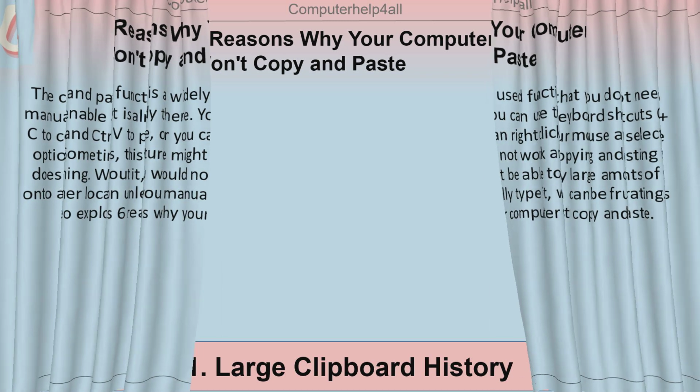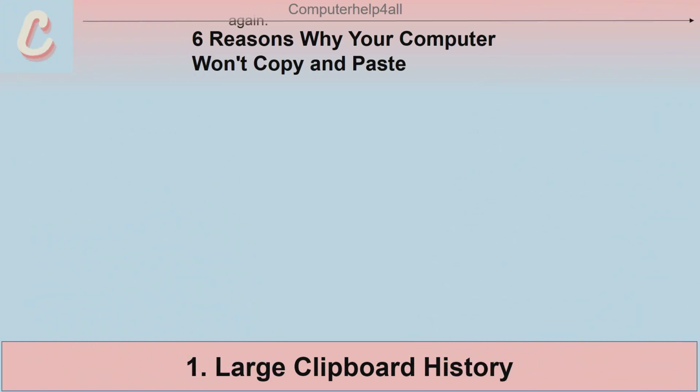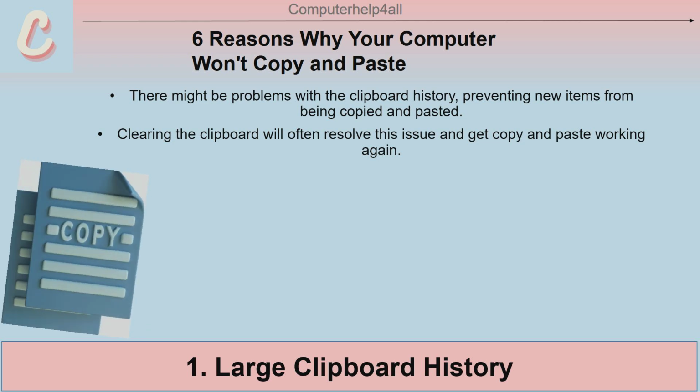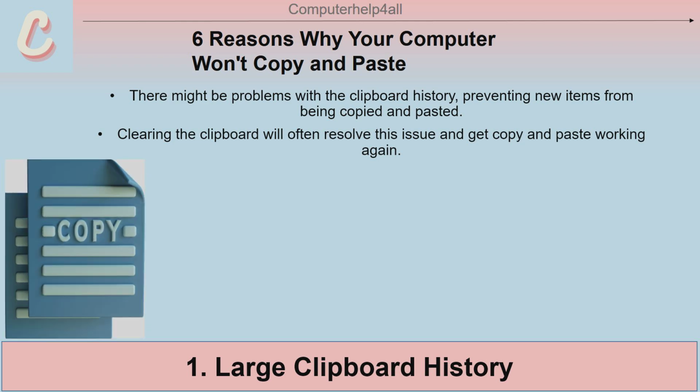The clipboard history saves the most recent items that you have copied, including images. There might be problems with the clipboard history, preventing new items from being copied and pasted. A large clipboard history that hasn't been cleared for a while can cause problems with copying and pasting. Clearing the clipboard will often resolve this issue and get copy and paste working again.